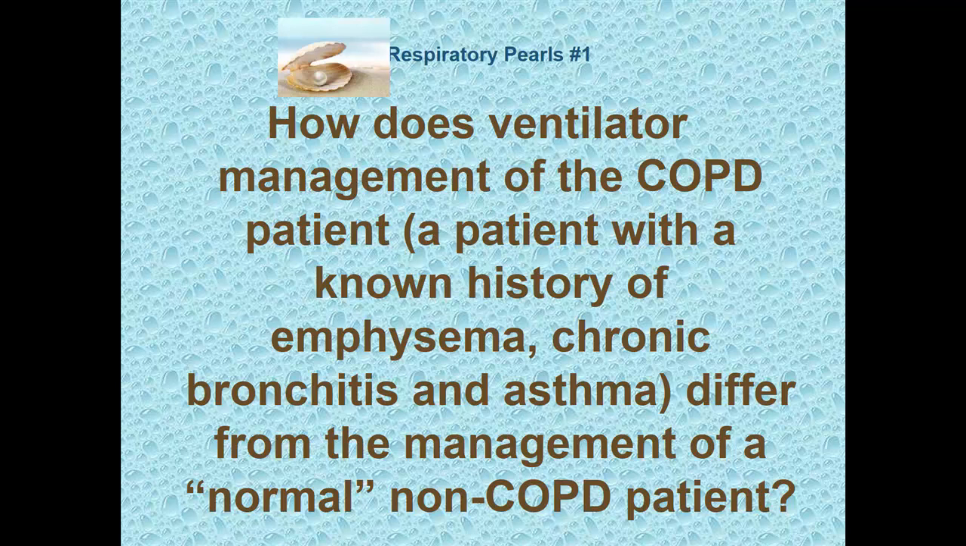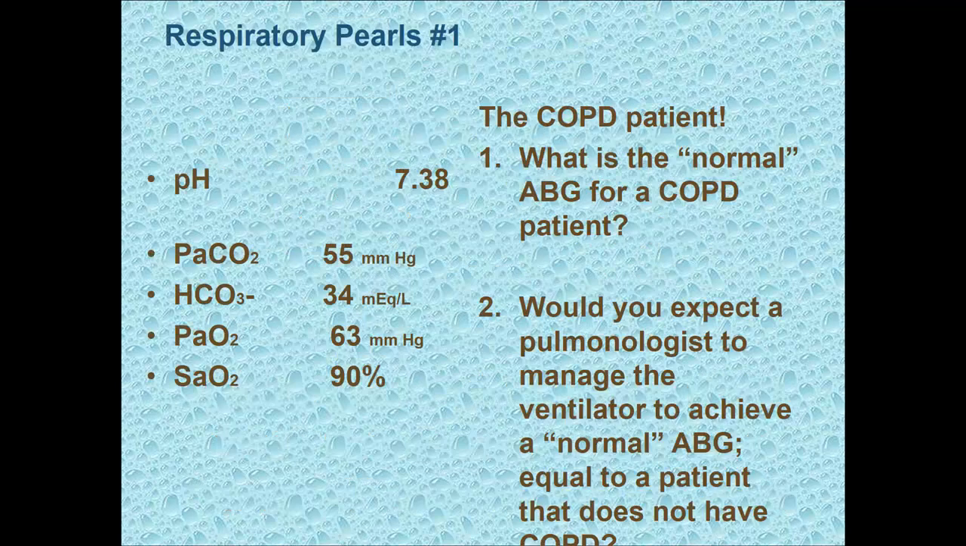One of the things that Dr. Reed really likes is ventilator management in the patient with COPD. This is a patient who has a known history of either emphysema or chronic bronchitis. Would you manage that COPD patient differently from a patient who does not have a history of COPD? The first thing you have to consider is what the ABG looks like for a normal COPD patient. Likely they have a normal pH because they've had a chronic illness, and so their body is able to compensate on a daily basis.